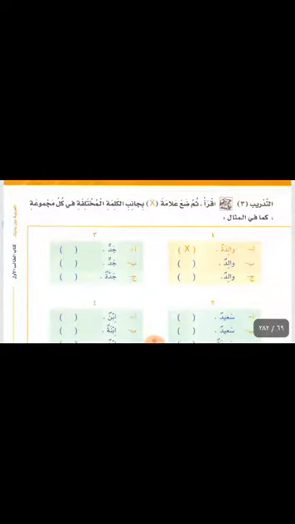Then we have tadrib thani: sil bayn al-kalimatayn al-mutabiqatayn. Join the two similar words with each other. Skip this question, useless question. On the next page, we have tadrib thalith. You will just stick the word that is different. Skip it. Then tadrib rabi', you will just cross the sentence which is different. On the next page, we have tadrib khamis.